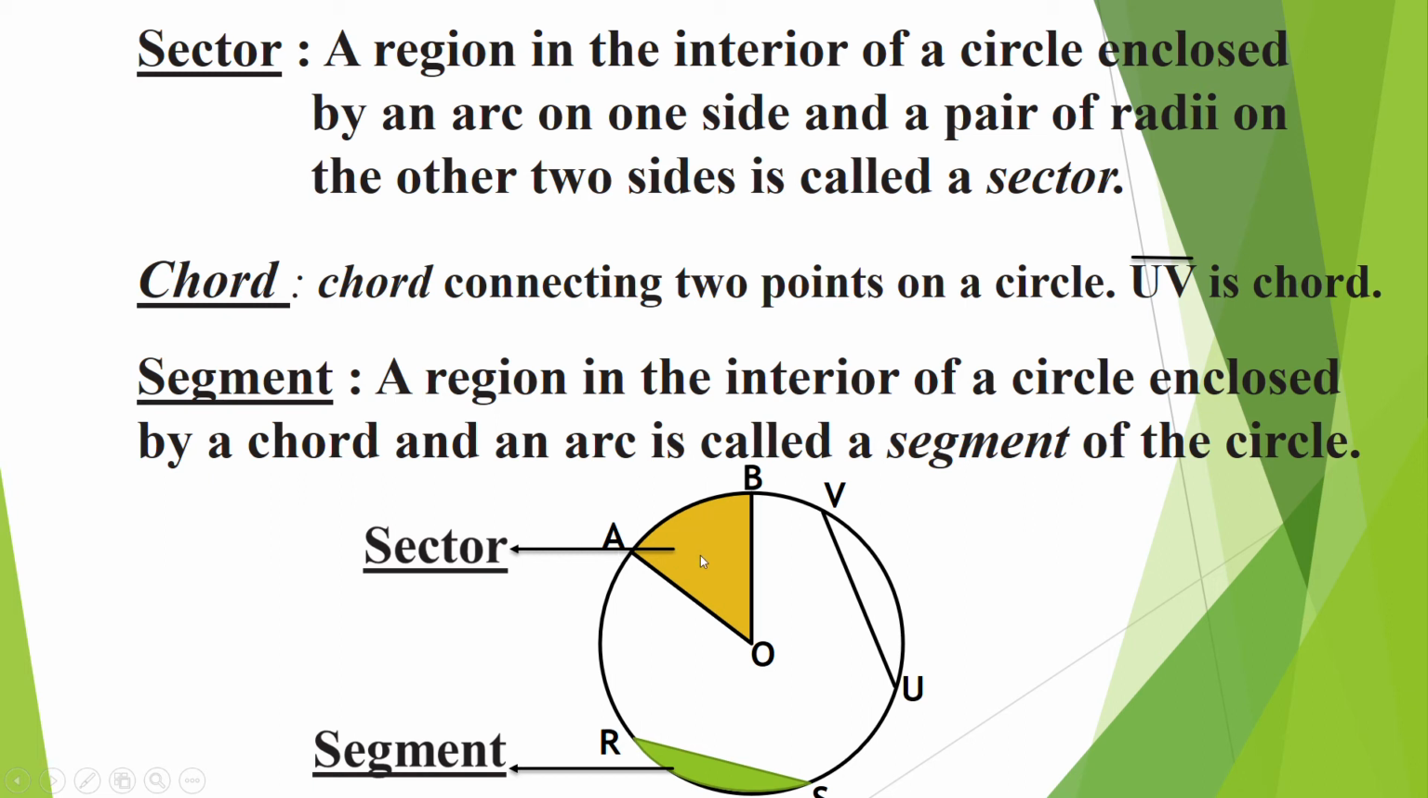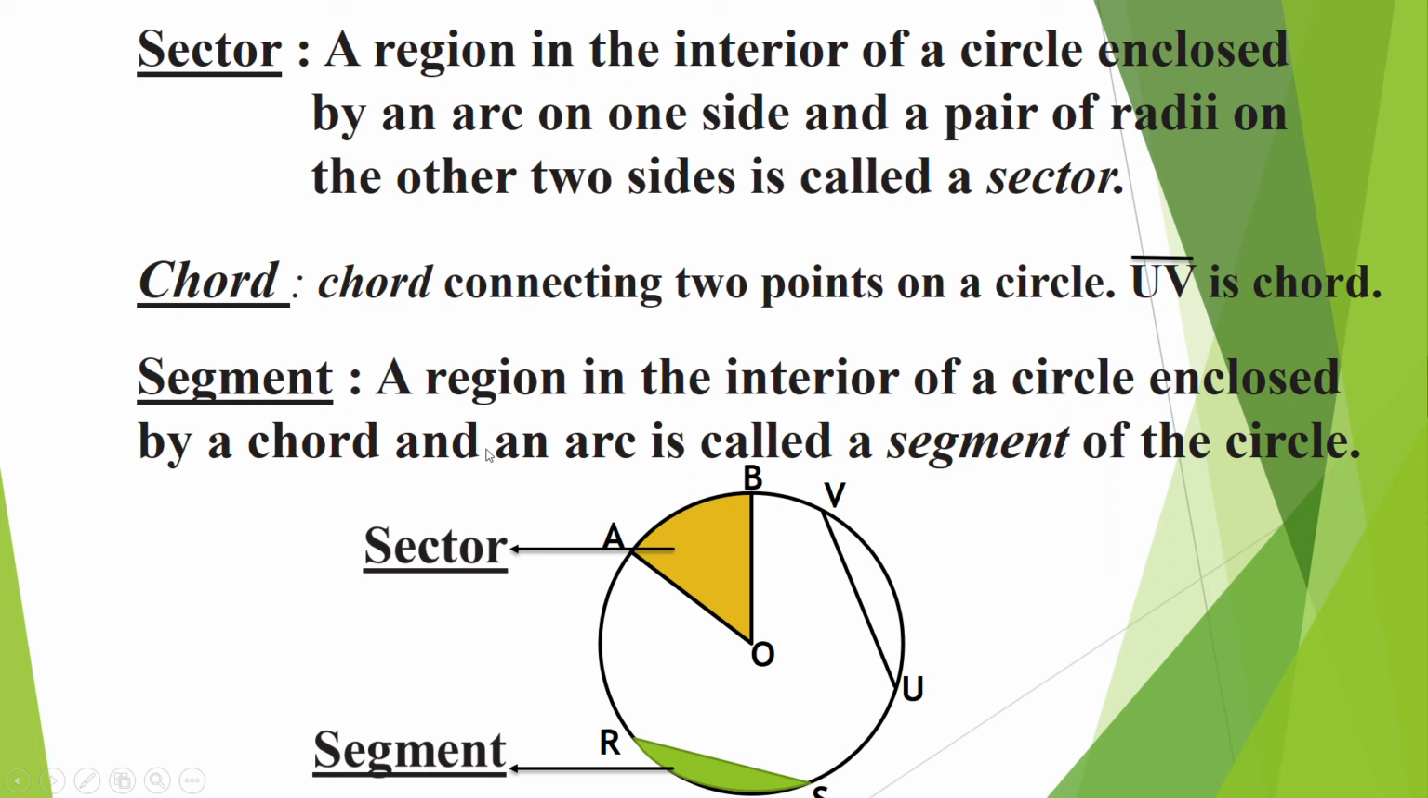And it is in the interior of the circle. We have the inside of the circle, so we say interior of the circle. So the interior portion of the circle is enclosed by one arc on one side and two radii on the other two sides. It looks like a triangular shape.